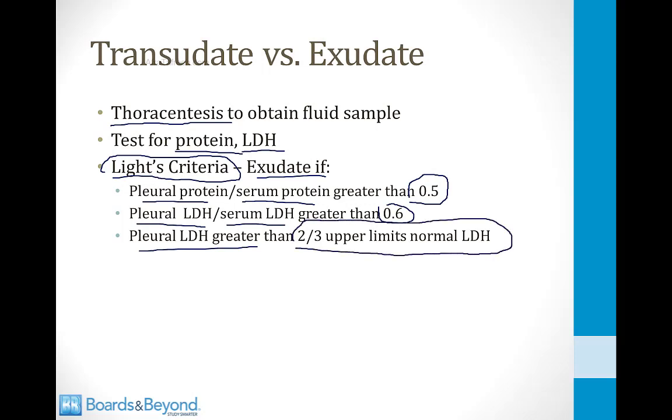And then finally, it's an exudate if the pleural LDH is greater than 2/3 the upper limit of normal for LDH in the plasma. And the easy way to remember this is that exudates have very high levels of protein and LDH. So the ratio of protein or LDH to the serum protein or LDH is going to be high. It's going to be greater than 0.5 for protein and 0.6 for LDH.